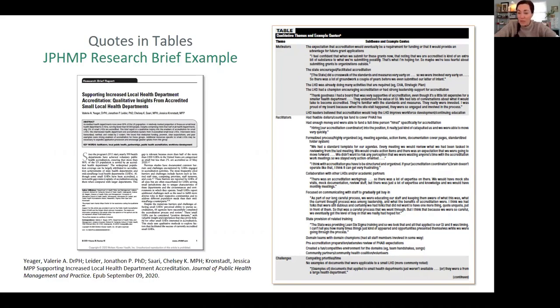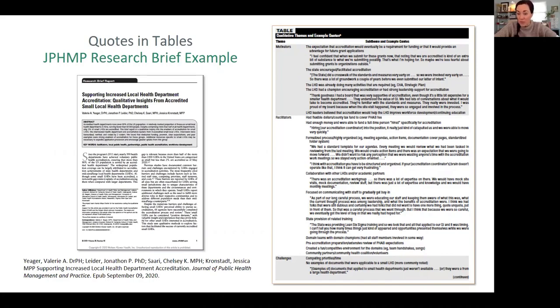For this particular study, we were asked to look at what is it that makes those small local health departments that got accredited able to go through accreditation. We know that there are barriers to small agencies getting accredited. So what is it that allowed these small agencies to get accredited? Is there something we could learn from them? So we were asked to do some qualitative interviews. I conducted these interviews and had to write a research brief for this article.